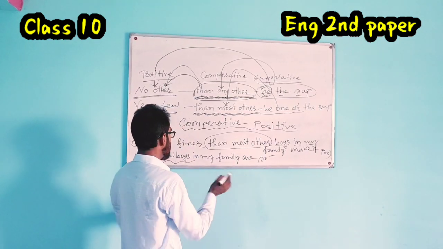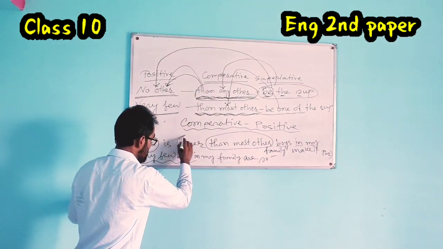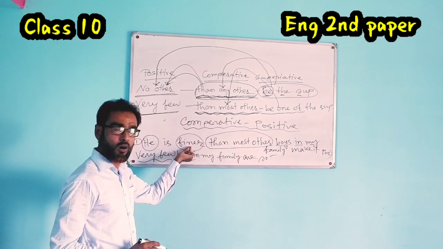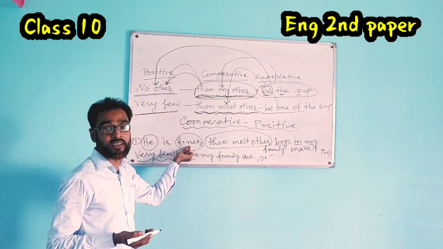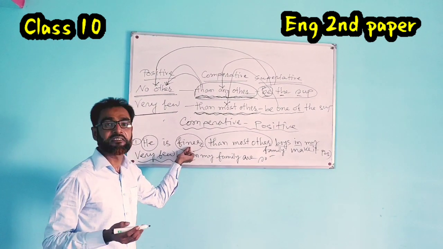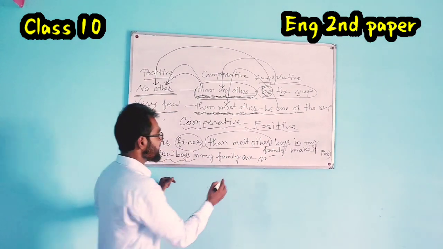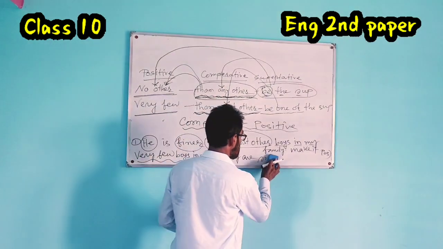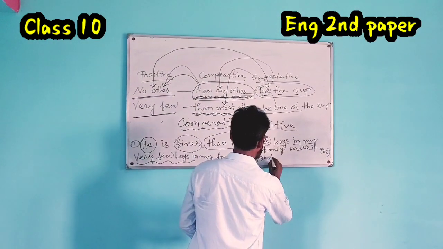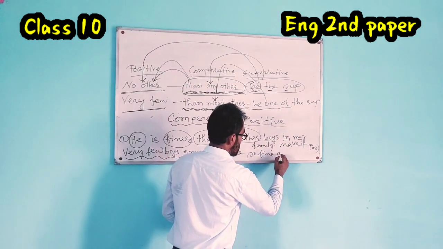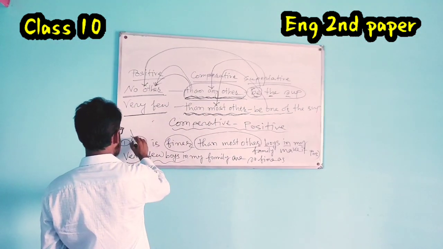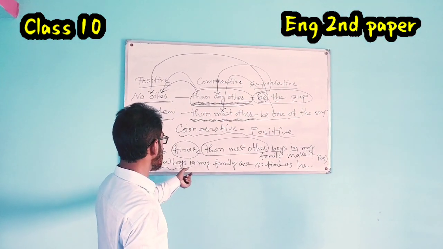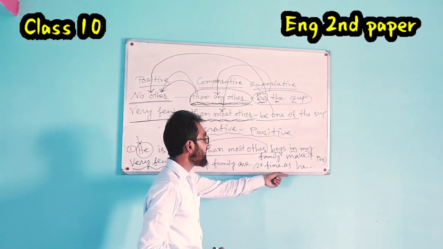Then we need a positive form of finer. We all know, what is the positive form of finer? Fine, finer, finest. So we need here fine. So fine as, from the rule. Now he. Very few boys in my family are so fine as he.